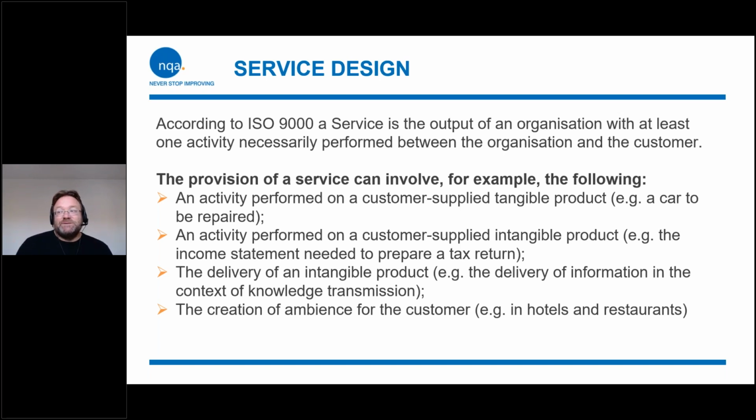Obviously service provision, e.g. in hotels and restaurants, or the delivery of an intangible product, e.g. the delivery of information in the context of knowledge transmission, so training courses and so on and so forth. All of these things come under design. So these are services being provided that would fall under the applicability of design from a 9001 perspective.